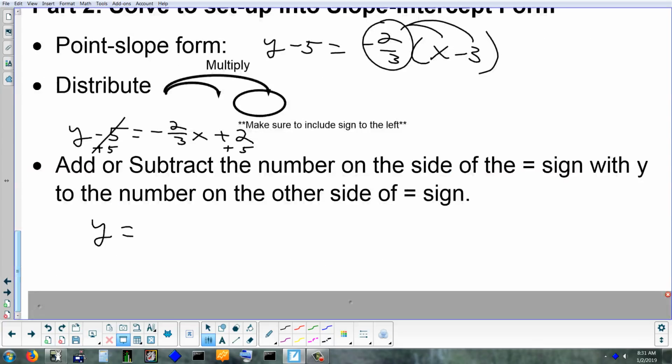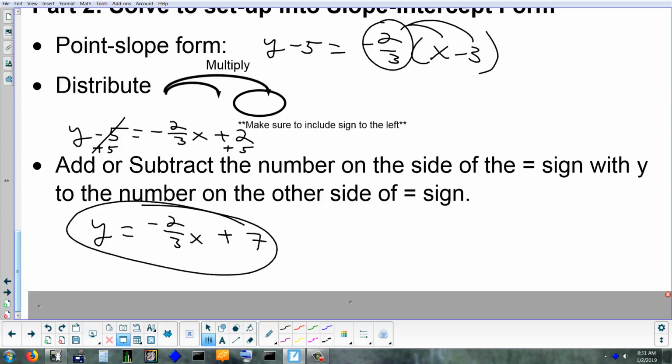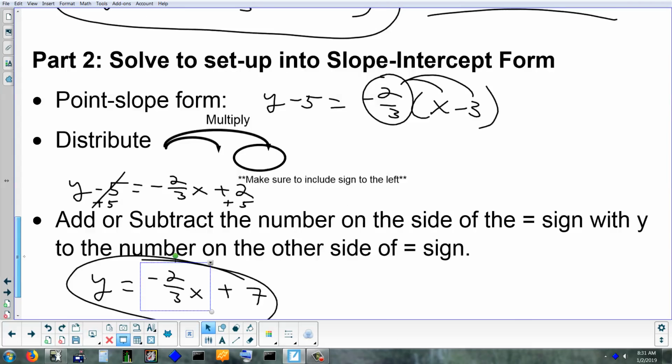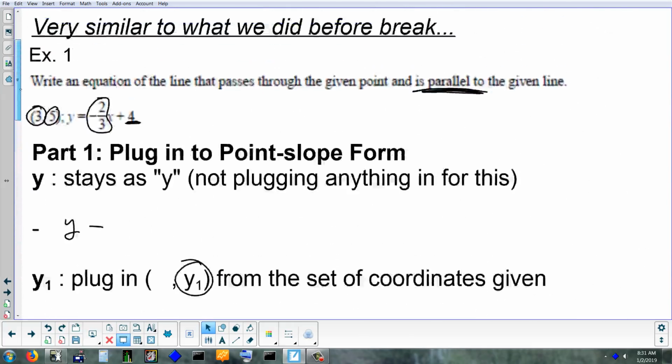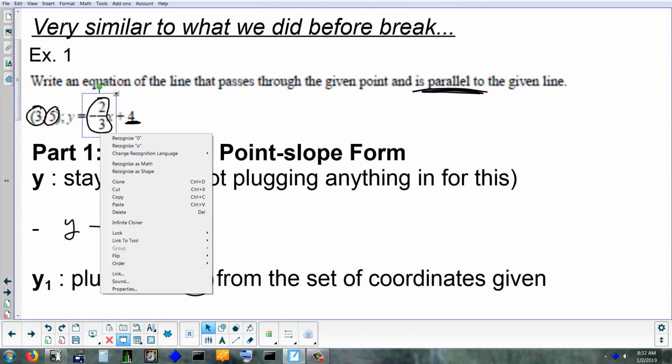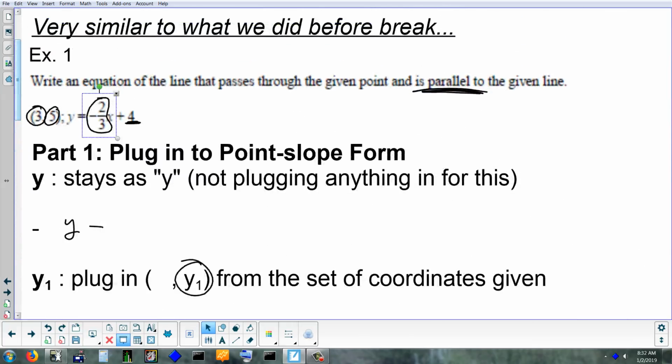Negative 2/3 x, that doesn't change. Right? When you do plus 5, that doesn't do anything to the negative 2/3 x. But the plus 2 is going to change. What's plus 2 and plus 5 give you? Plus 7. And there's a line that's parallel to the line you were given, and they won't cross. I'm going to graph them on the calculator so you can see it. Okay? But look at the slope of this line, negative 2/3 x. Look at the slope of the line we started with, negative 2/3. Same slope. Whenever they're the same, they're going to be parallel.